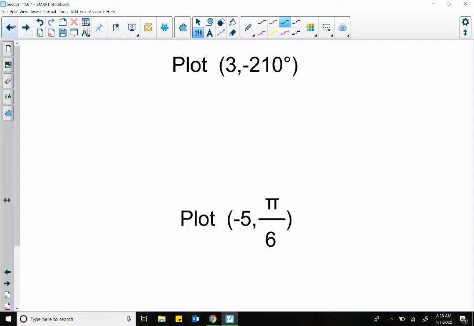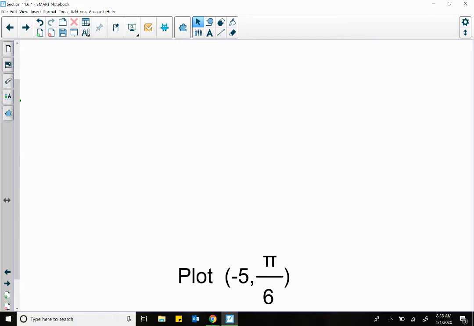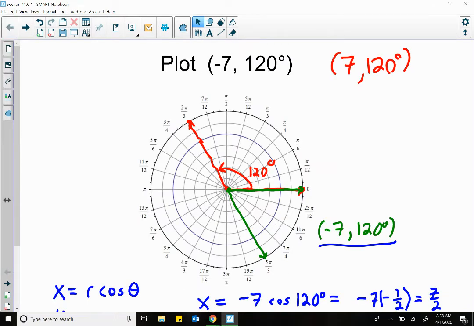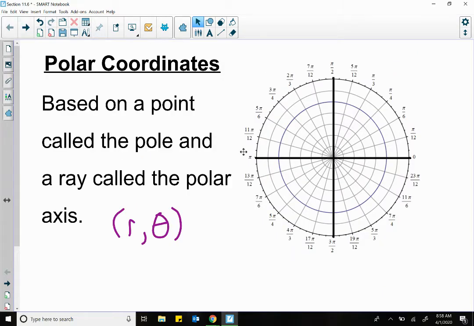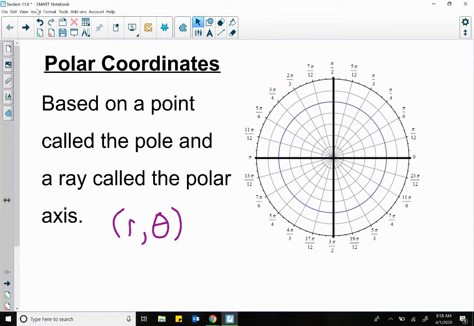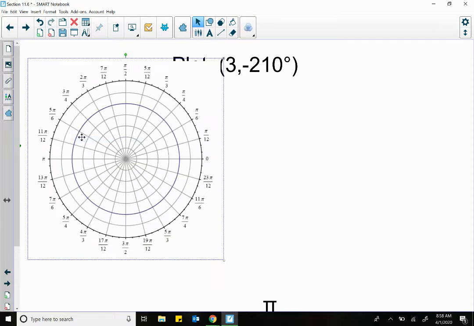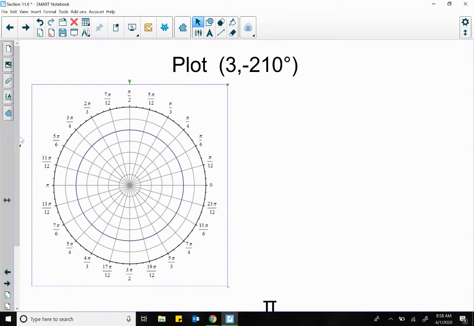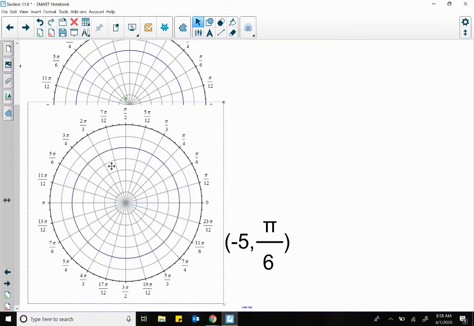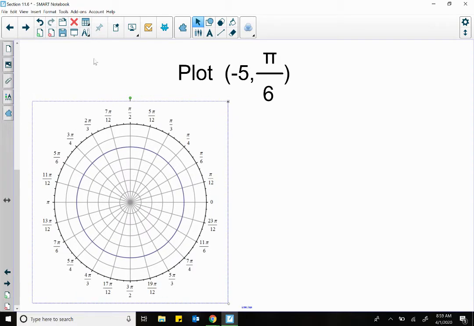So let's start finding some information. So again, I'm just going to come over here and I'm going to grab my polar coordinate, copy, and paste. There's for that one. And paste. All right, there we go for this one.